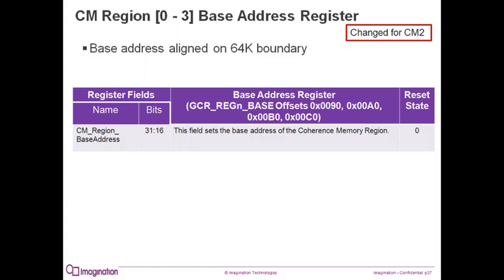You program the region's physical address by writing to the region's CM base address register. Since the CM base address regions must start at a 64K boundary, only addresses with the lower 16 bits set to 0 are valid. The lower 16 bits will always read back as zeros.